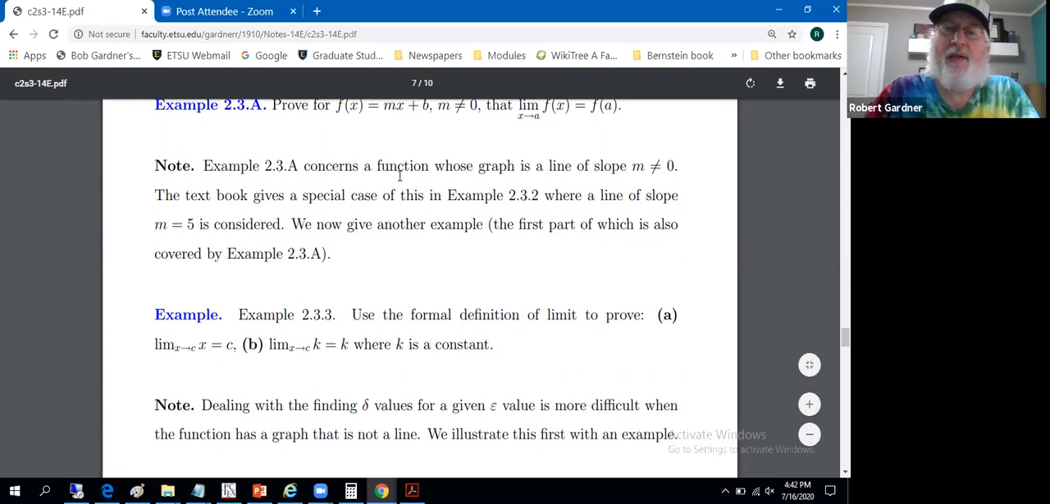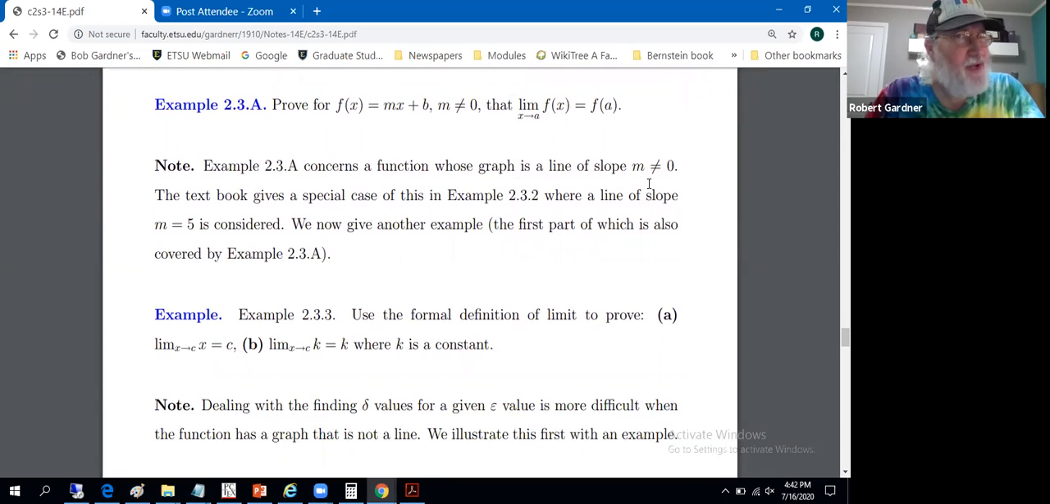Example 2.3.1 concerns a function whose graph is a line of slope m, and the relationship between epsilon and delta related to the slope of that line. That's not a coincidence. Look at example 2.3.2 in the book, in this section. They have a line of slope 5. And you know what? I bet you they choose delta to be epsilon divided by 5. The slope of the line and the boxes, the little green box, are intimately related if the function is a line. If it isn't a line, this stuff gets even worse and more complicated, as we'll illustrate.